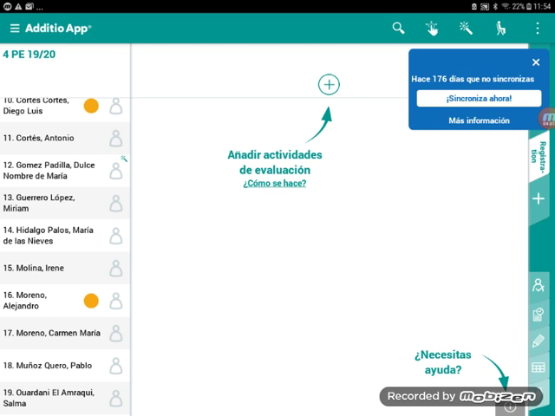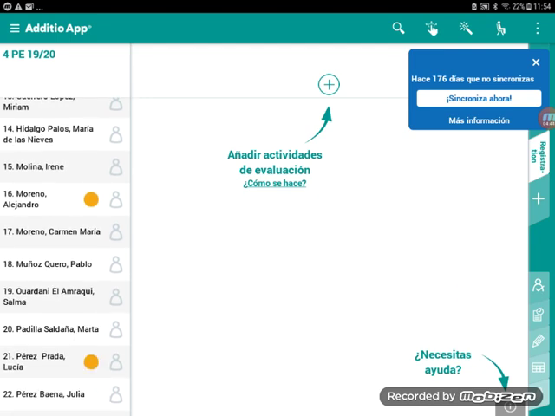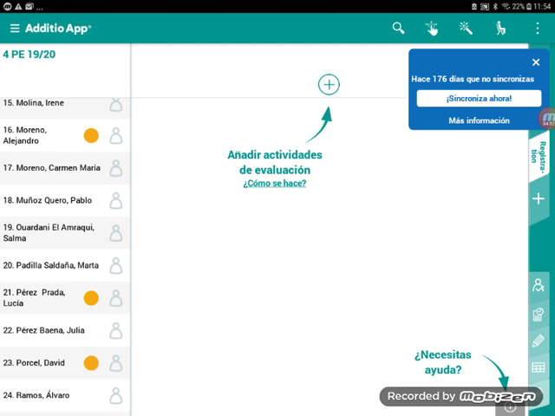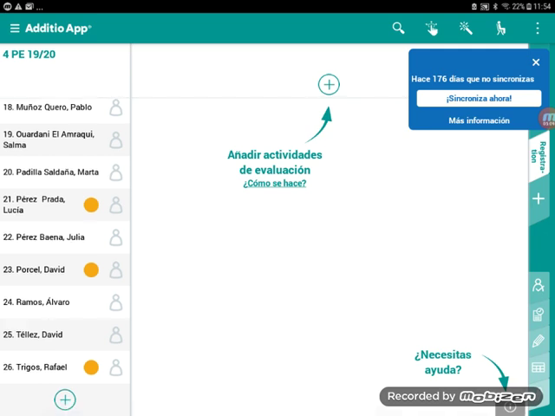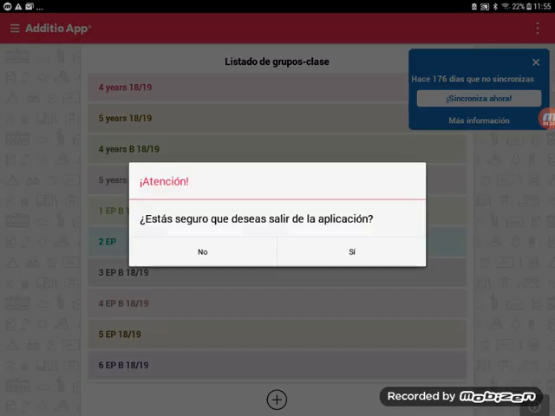Is Irene here? Yes, she is. Is Alejandro here? Yes, he is. Is Carmen Maria here? Yes, she is. Is Pablo here? Yes, he is. Is Salma here? Yes, she is. Is Marta here? Yes, she is. Is Lucia here? Yes, she is. Is Julia here? Yes, she is. Is David here? Yes, he is. Is Alvaro here? Yes, he is. Is David here? Yes, he is. And finally, is Rafael here? Yes, he is. Of course, he is here.